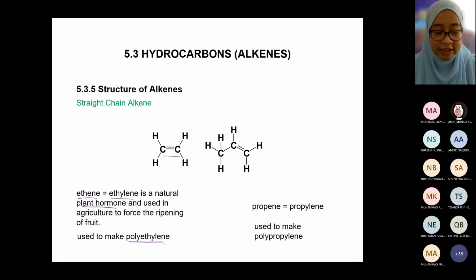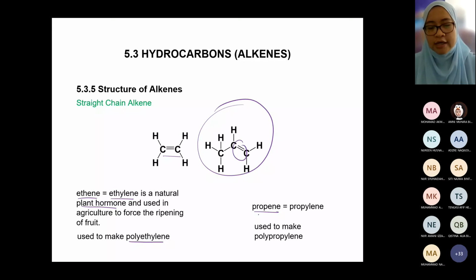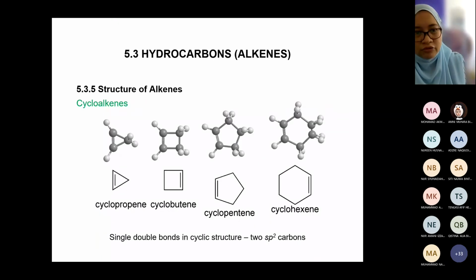And this ethene can also be used to make polyethylene. Okay, so ethene is the monomer. If we combine further more of ethene, it will become polyethylene. Okay, so polyethylene is a polymer lah. Okay, other than ethene, we also have propene. Propene is also an alkene, but ada double bond there. Okay, so it is used to make polypropylene, another polymer. Okay, that is just intro lah of alkene. Okay, so like cycloalkane just now, we also have cycloalkenes.